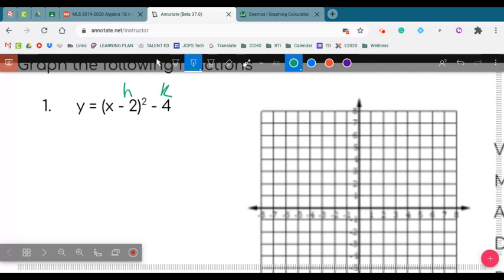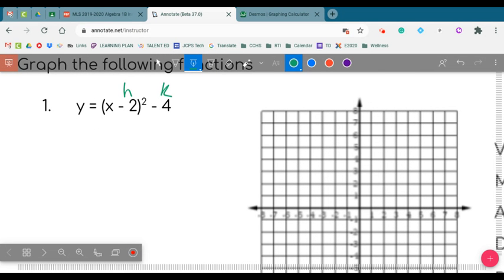So I'm going to type this into my graphing calculator. If you have one, that's right. So you'll put a parentheses, x minus 2, close your parentheses, square it, and then minus 4. And then you're going to hit second table.